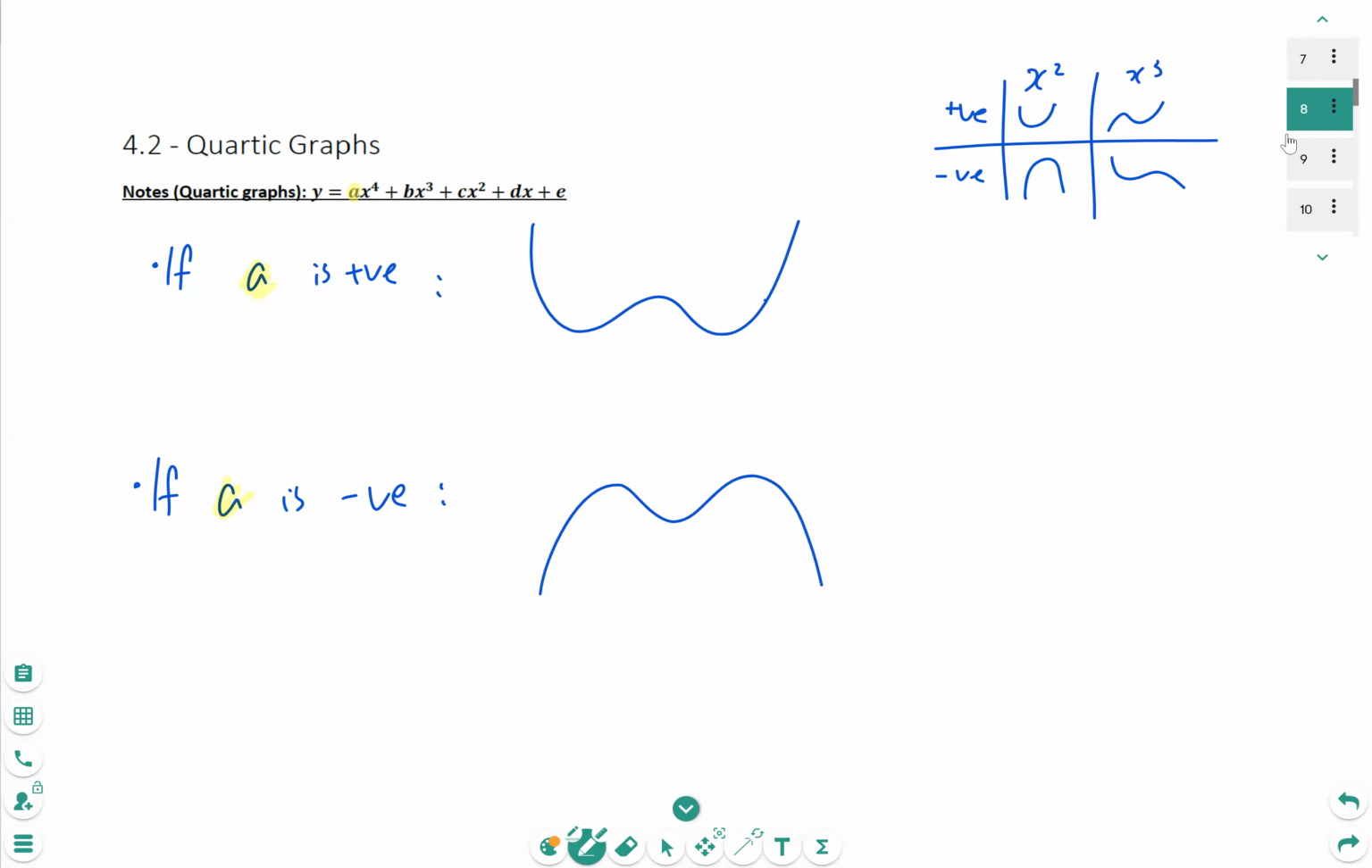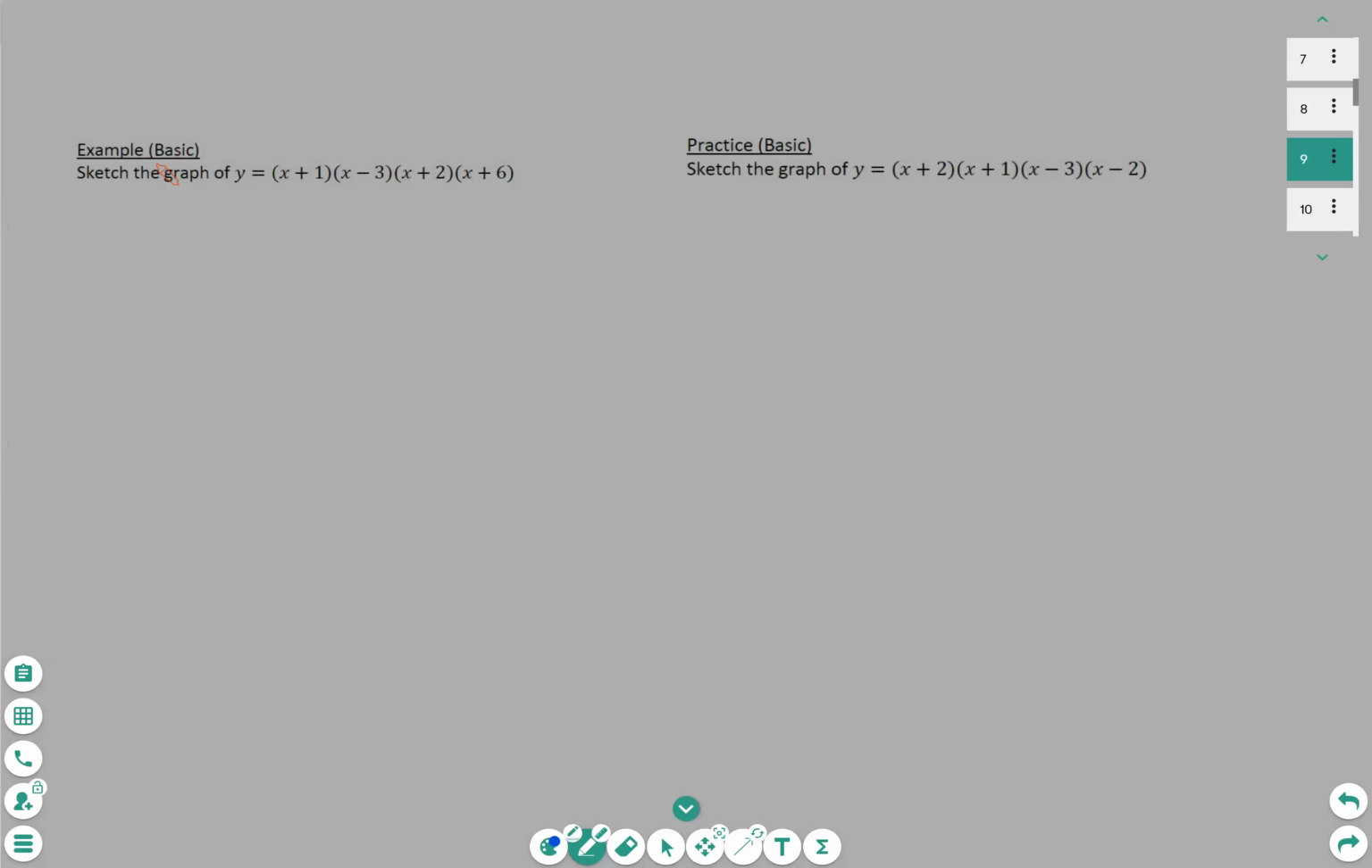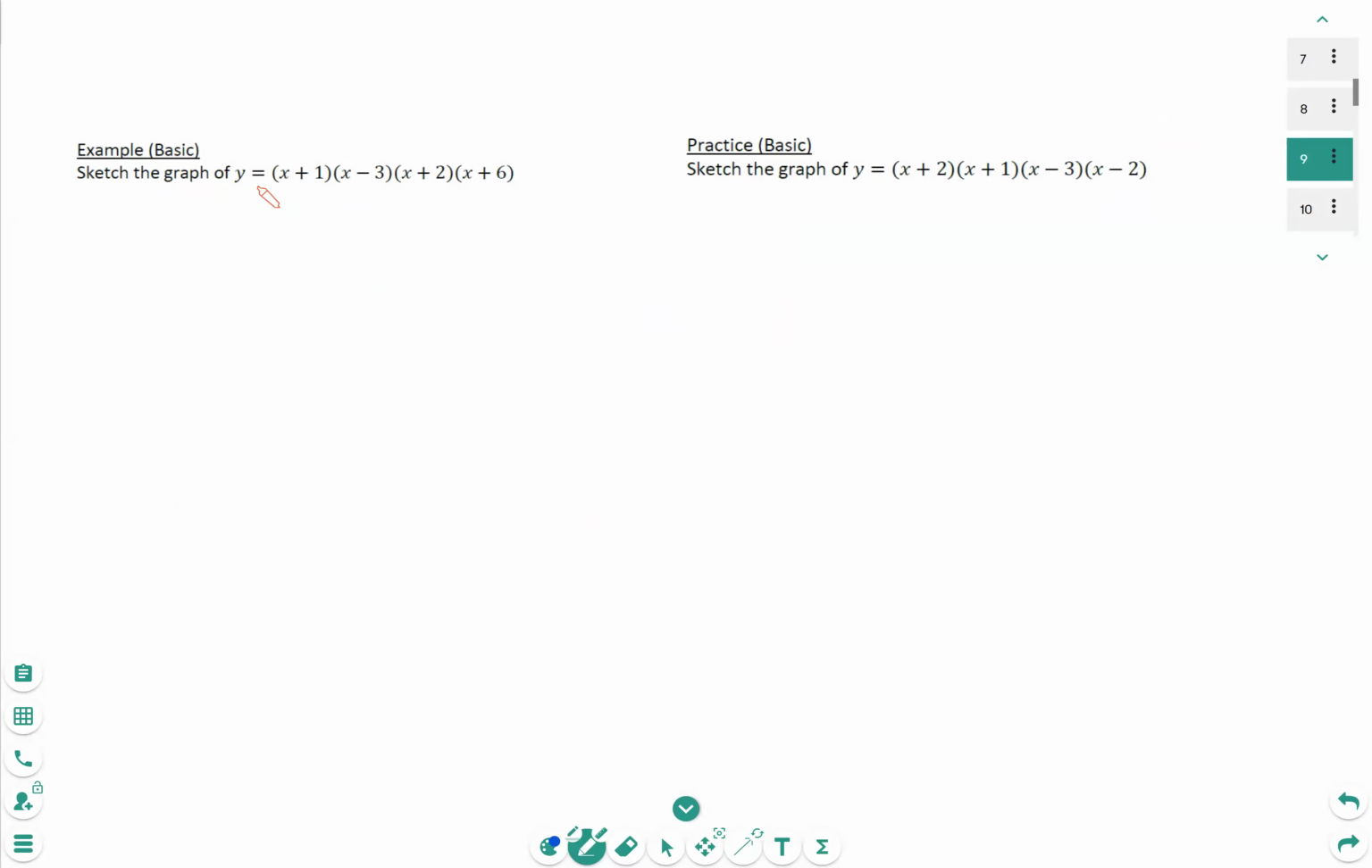Right, so let's look at an example. Basic example: sketch a graph of y equals (x plus 1)(x minus 3)(x plus 2)(x plus 6). First step, again, the shape. Now, if we try to expand all the brackets, you'll see it's a positive x to the power 4. Therefore, the shape is going to be like a W.